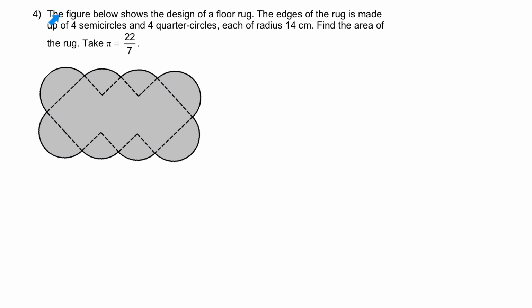Question 4. The figure below shows the design of a floor rug. The edges, meaning the perimeter, of the rug is made up of 4 semicircles and 4 quarter circles, or 4 quadrants. So 1 semicircle, 2, 3, 4 semicircles, and the 4 quadrants, 1, 2, 3, 4. So the edges, which is the perimeter, is made up of all this. Each of radius 14 cm.